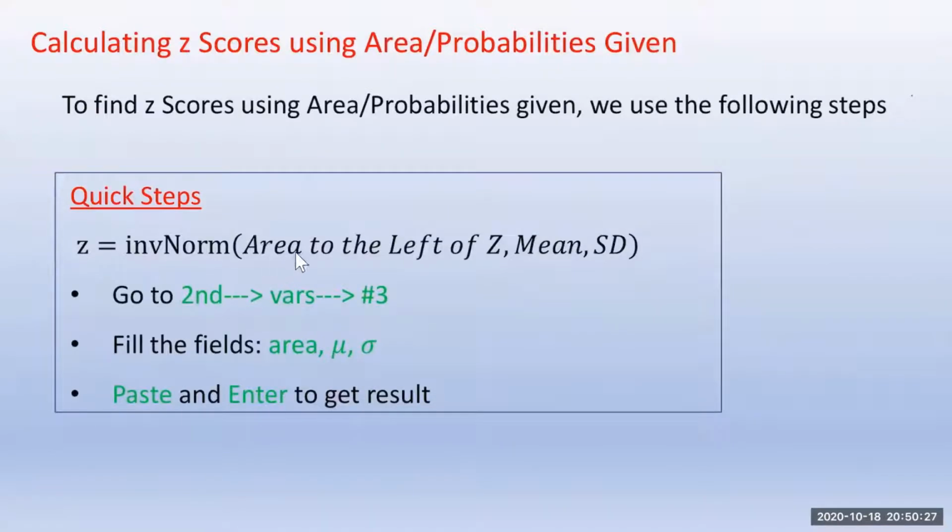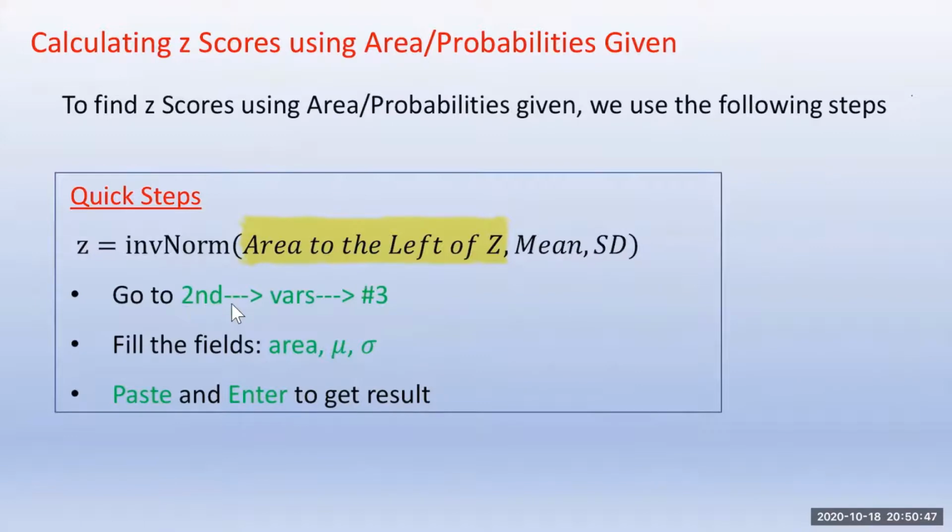And then area to the left of z. This is very important that you must remember. We find the area to the left of the z-score that we want to find. And then we have to plug in mean and the standard deviation. If it is a standard normal distribution, mean is 0, standard deviation is 1.